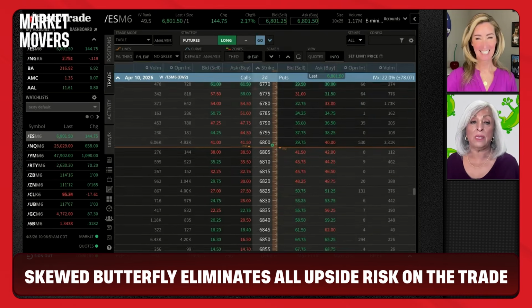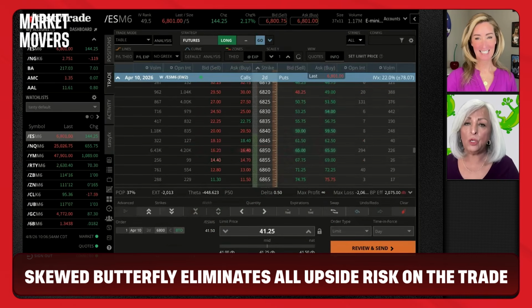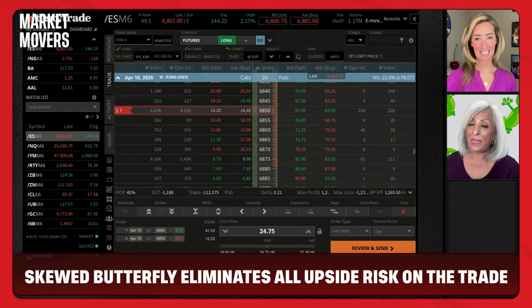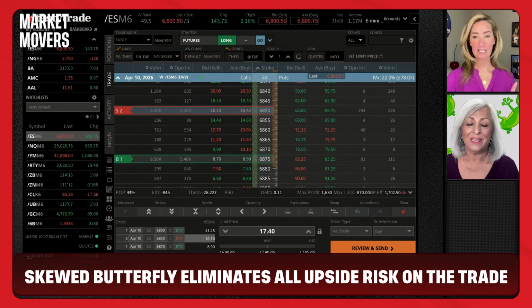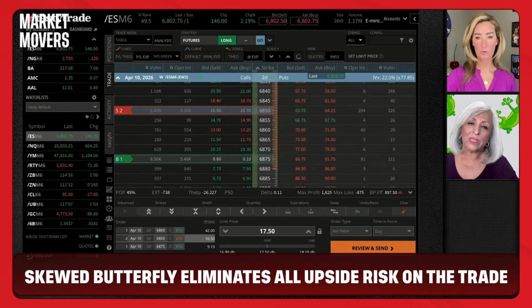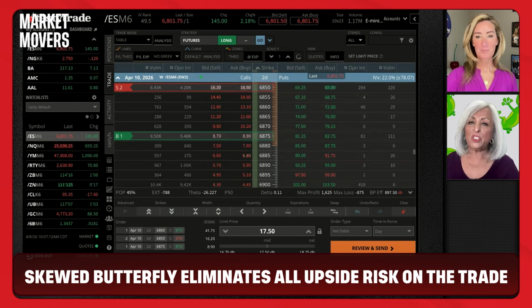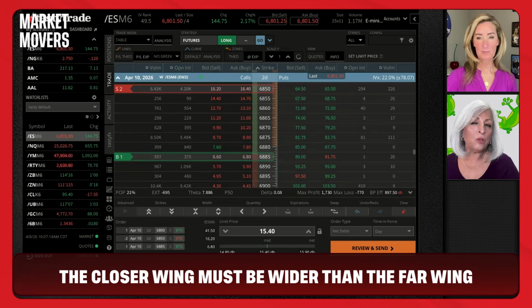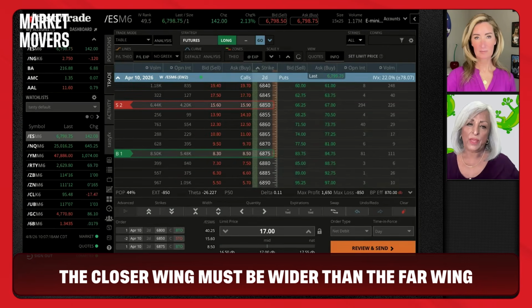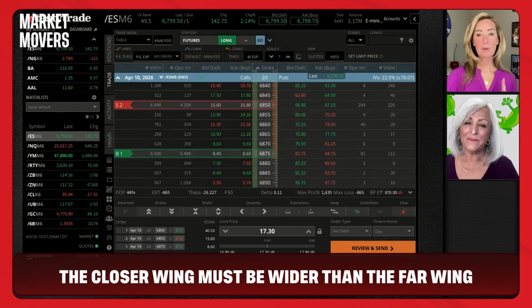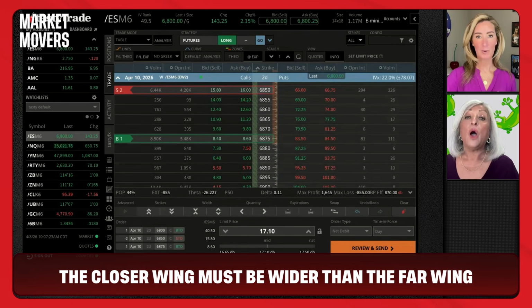Now, I should add here, Liz, I just chose that one. You can always make it narrower and pay less. So then I'm paying a little bit more, like you said. And again, you can choose the width of that second wing as you wish. But just notice the wings are not of equal width. The further away wing is narrower than the closer wing. And by doing that, you're eliminating all the risk to the upside.